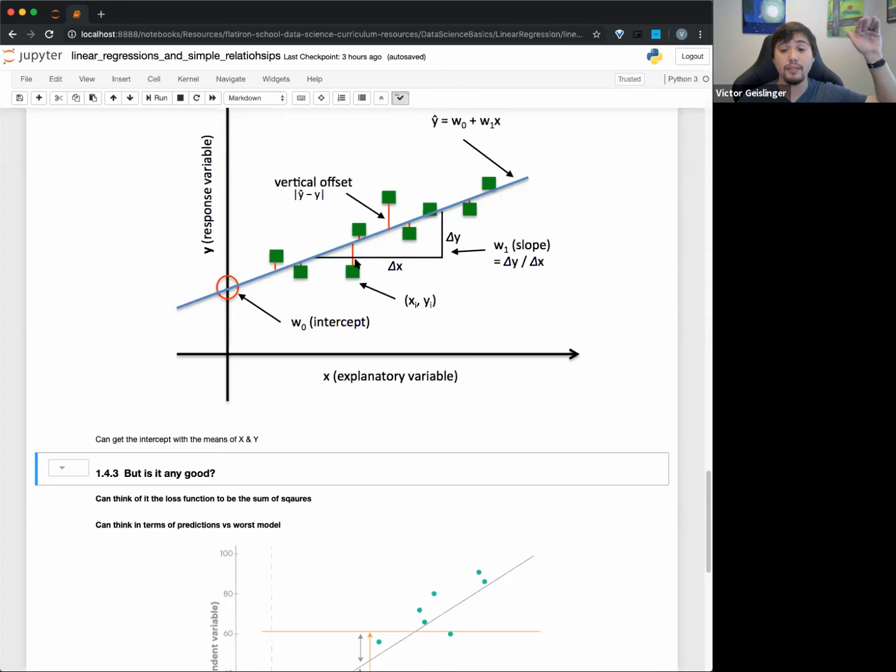It's giving a lot of error. Whereas if you have a very small error, it's only going to be a little factor added on. That's another reason why we use squares.